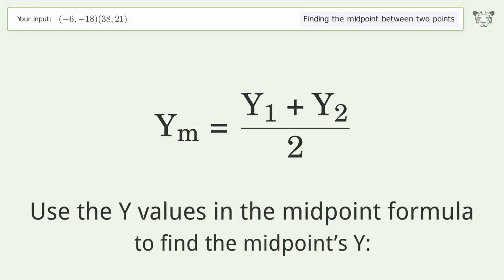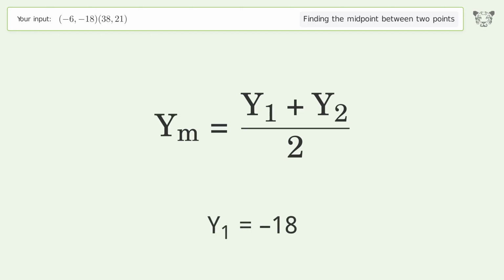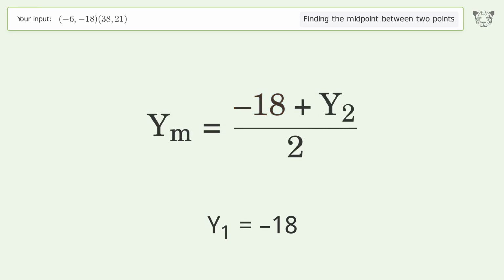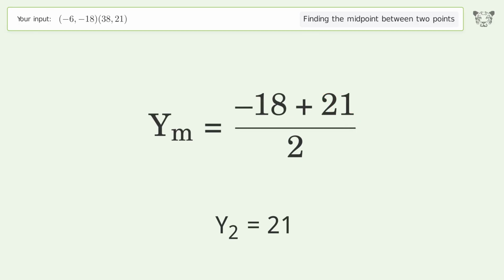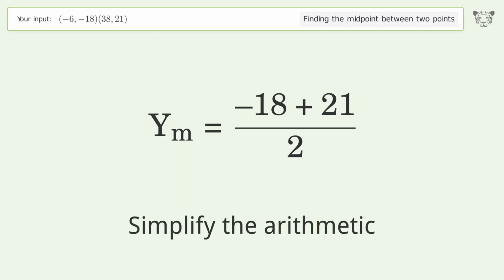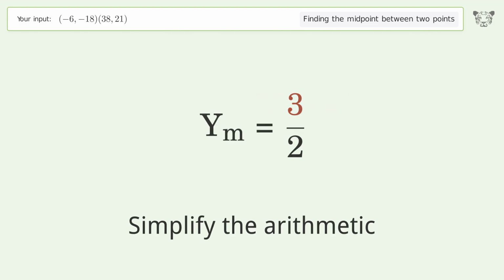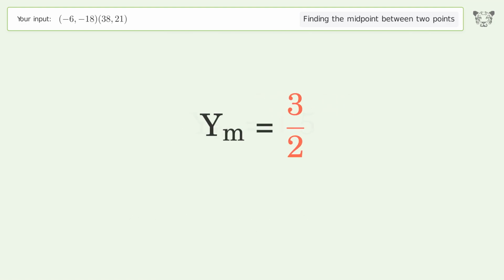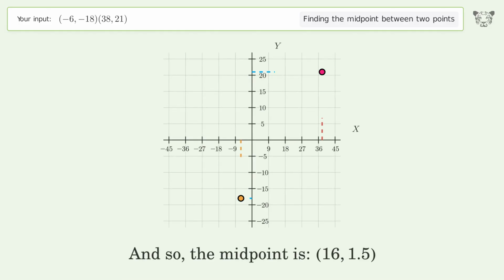Use the y values in the midpoint formula to find the midpoint's y. y1 equals -18. y2 equals 21. Simplify the arithmetic. And so, the midpoint is 16, 1.5.